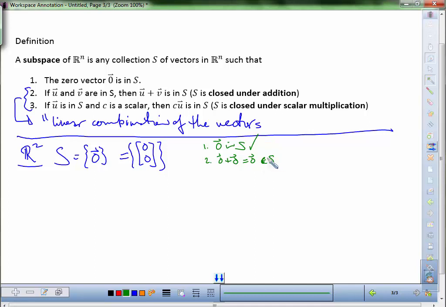So that's an element in S, so that works out also because it's closed under addition. And if I take any scalar, like 15 or negative 12 or something, and multiply that by the vector 0, this is still going to be the vector 0, which is in S. So it satisfies those three conditions. So my subspace 0 is a vector space, or it's a subspace.